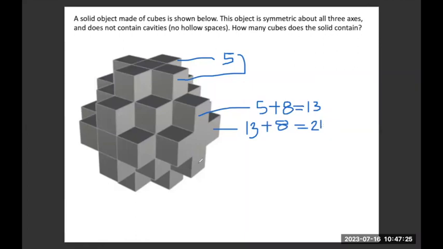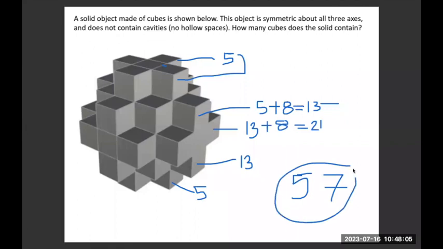At the bottom, this layer will have 13 because it's the same as what is seen here. The last layer will have 5 because it will look the same as the top. So 5 here. Now all you have to do is add all these things. So 5 is happening 2 times, so 10 plus 26 plus 21. 57. So 57 is the correct answer.